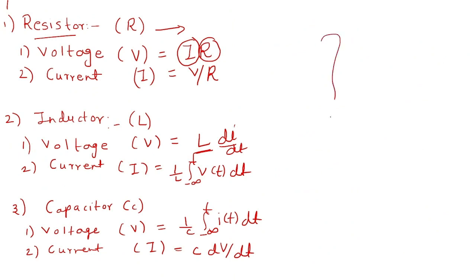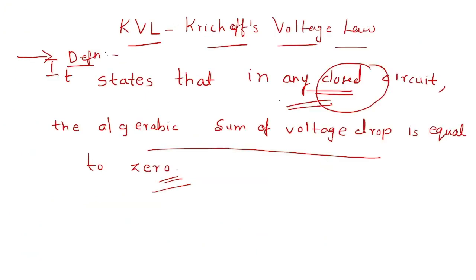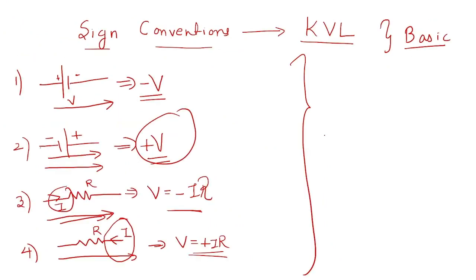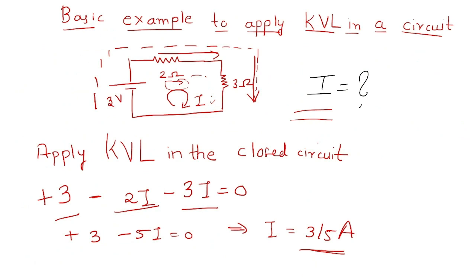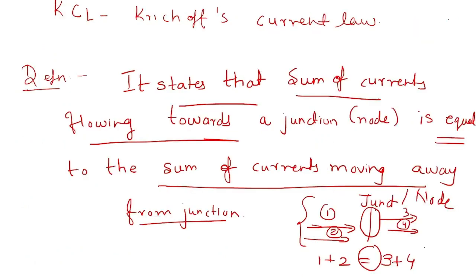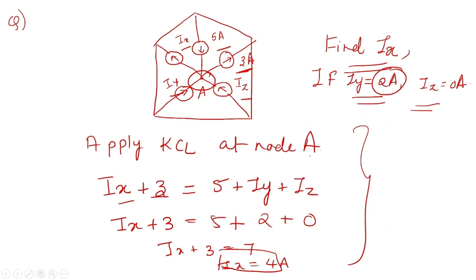Then I have the equations for the voltage and current for resistor, inductor, and capacitor. Then we have what is a KVL. We learned the sign conventions and the simple numerical on it. Similarly, we learned what is KCL and we learned the definition and the simple numerical on it to understand better.